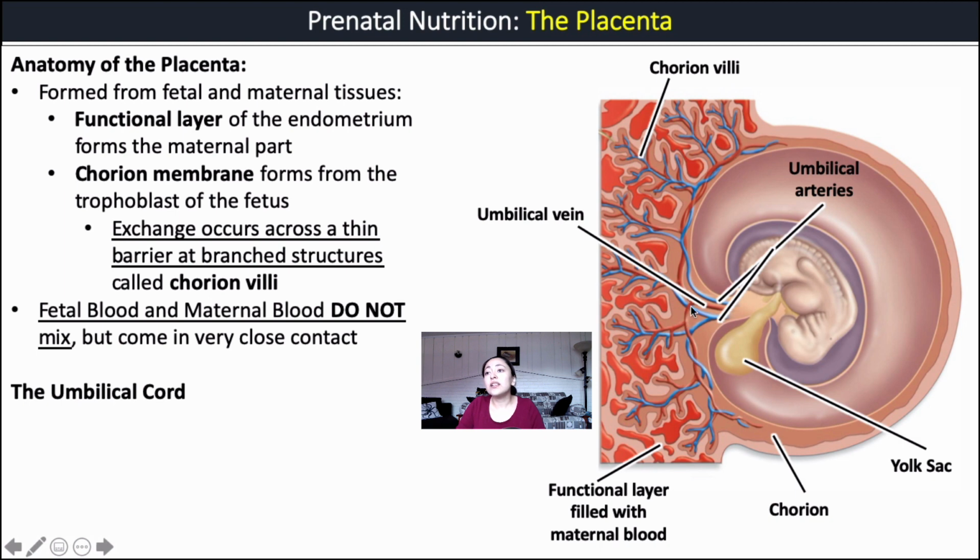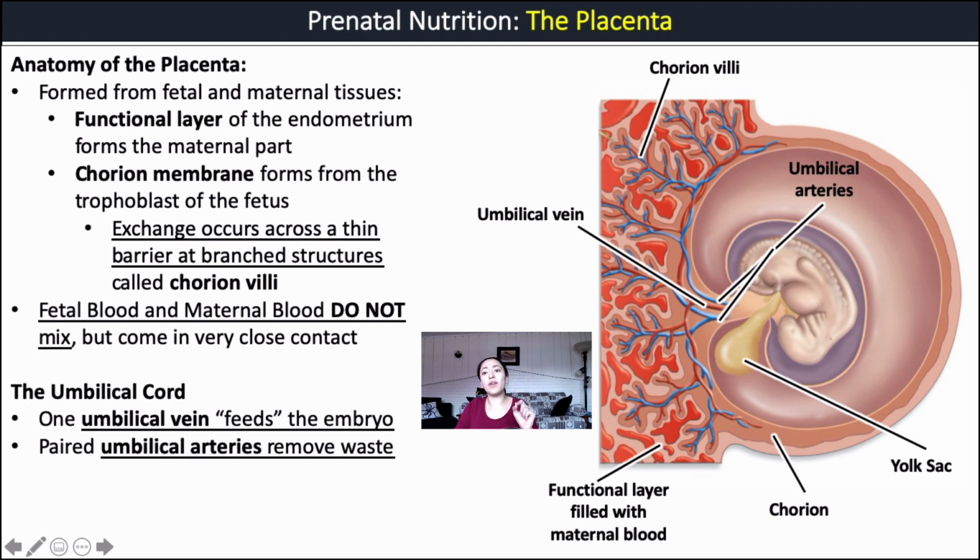How do the nutrients get to the fetus, and how does the waste leave? Well, that's all through the umbilical cord. So the umbilical cord actually consists of one umbilical vein that feeds the embryo with nutrients and oxygen, and you can see that here. And it's shown in red because it's oxygenated. And you can remember that the umbilical vein is supplying the fetus with nutrients if you remember that veins always carry blood towards the heart. So they're carrying blood towards the heart of the fetus.